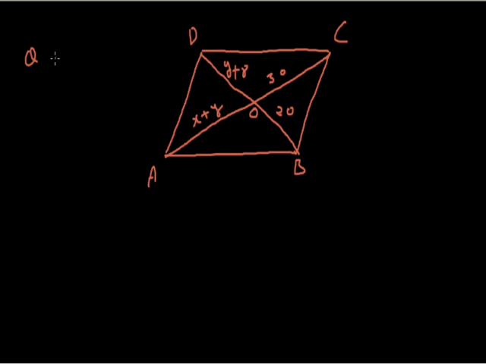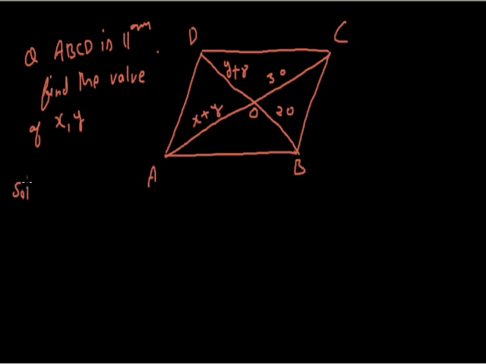In this given figure, ABCD is a parallelogram. Then find the value of x, y. Let's see the solution of it.